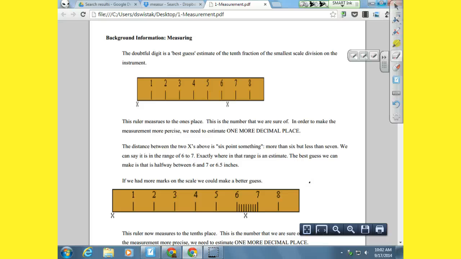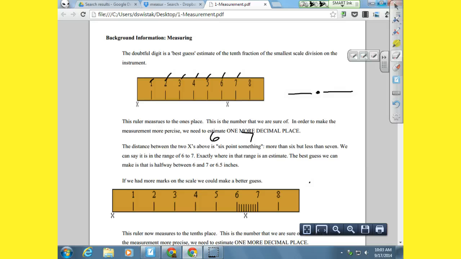This ruler measures to the ones place. Okay, so that was here on our number line. That's the number that we're sure of. Okay, so we're sure of 1, 2, 3, 4, 5, 6, and 7. And so I know for sure that this number is in between 6 and 7. So it is definitely in there. So we talked about this with some groups. We want to estimate one more place value than that of which we're sure of. We are sure of the ones place, so we're going to estimate to the tenths place.